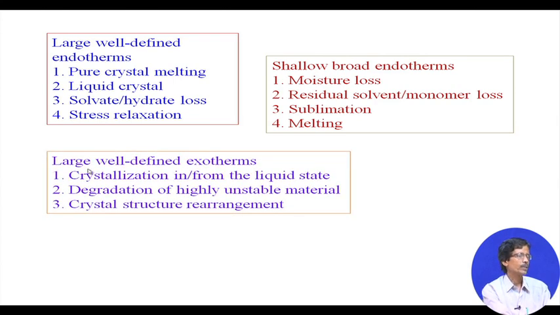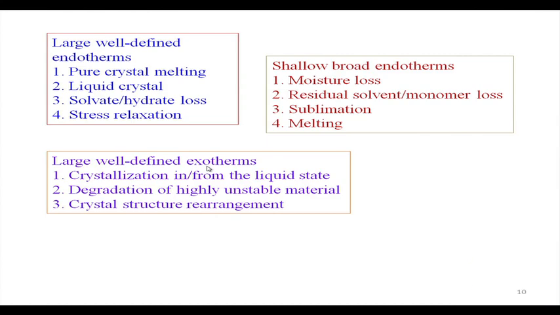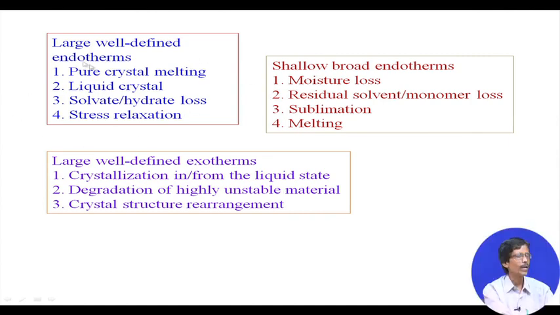Then we can have the opposite one, the same large and well defined, but endotherms are now exotherms. So what we see for these exotherms is the crystallization, because so far, of the 4 processes tabulated over here, another 4 processes are here, where we are seeing the Tc, the crystallization temperature. Here also we will see large well defined exotherms.